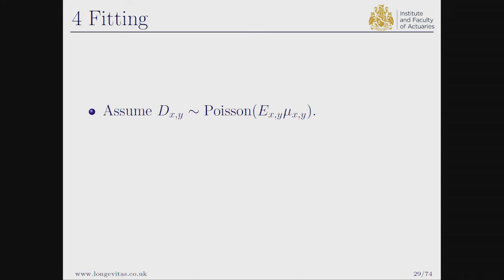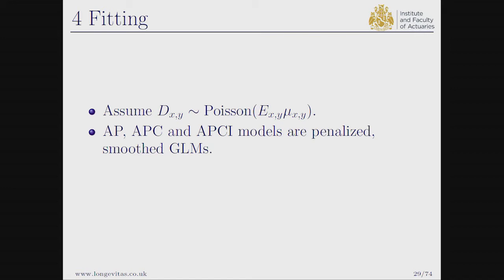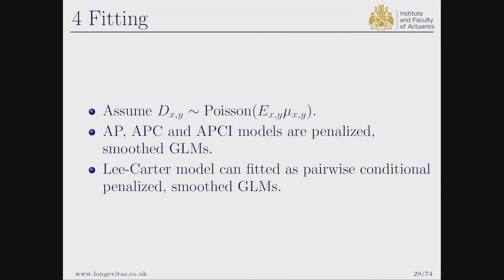And what we do in our models, similar to the CMI, we assume that in the two-dimensional grid, we've got deaths and exposures at each age in each calendar year, and we assume that the number of deaths observed is a Poisson distribution with a mean which is just the product of the exposure, mid-year exposure, and the force of mortality. So it's the mid-year expected number of deaths there. Now, we can fit the age period APC and APCI models as penalized smooth GLMs. These are linear models, so they can actually be fitted as GLMs. And actually, as Ian covered in one of his earlier papers, you can also fit the Lee-Carter model as a GLM, but you have to do it as a pairwise step conditional on one of the parameter sets.